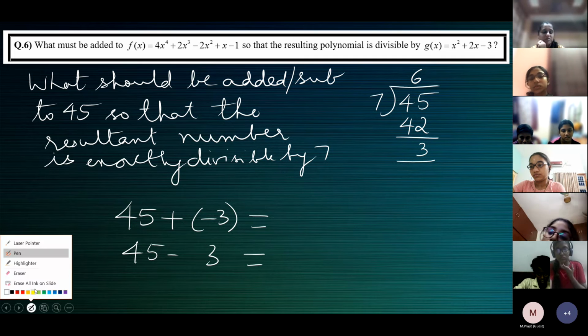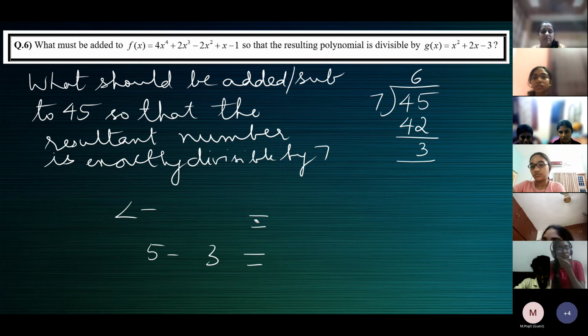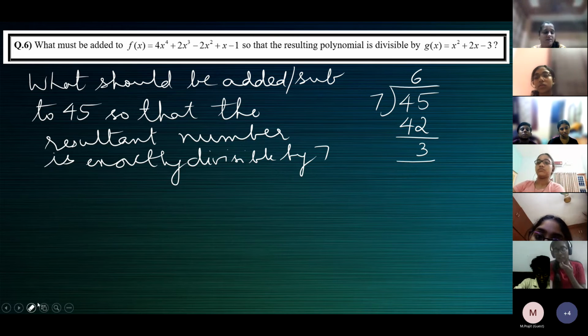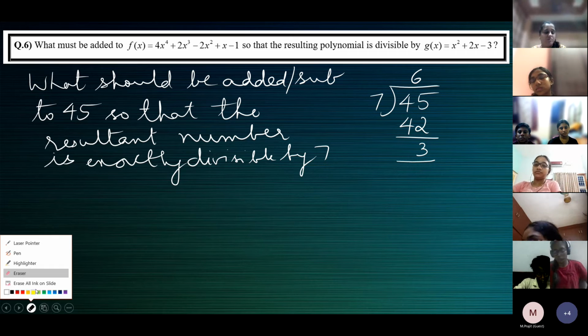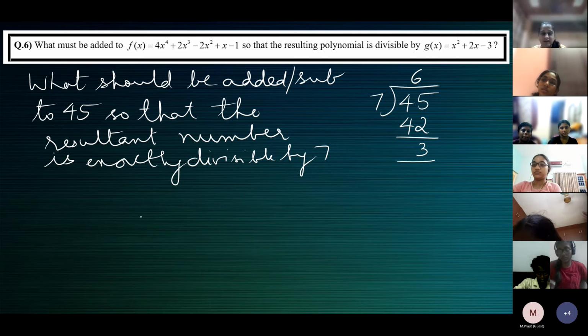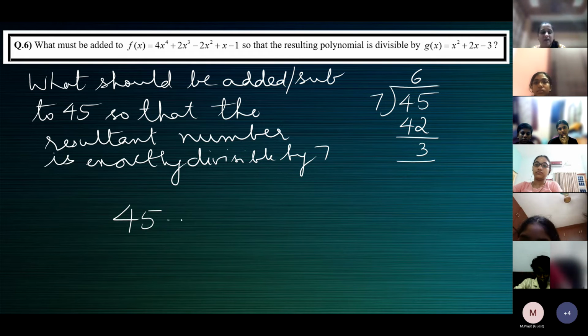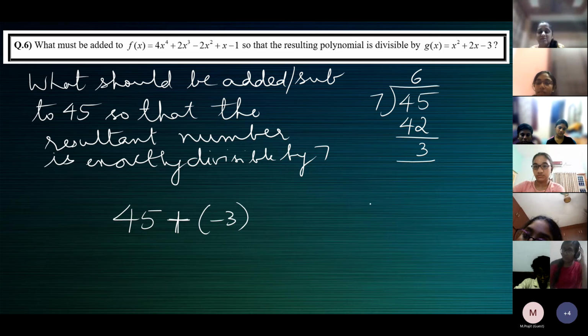I don't know if all of you understood what I wrote. I'll write it again. What is to be added? The negative of the remainder is to be added. What is to be subtracted? The remainder itself has to be subtracted. So I'm showing you that in a numerical version. 45 is the dividend. What is to be added to 45 so that it's exactly divisible by 7? The remainder is 3. The negative of the remainder is to be added, so minus 3 is to be added.